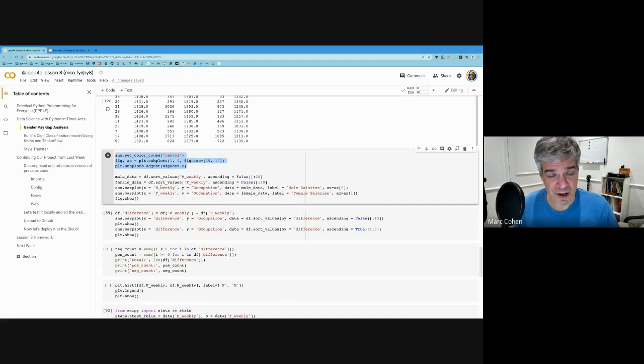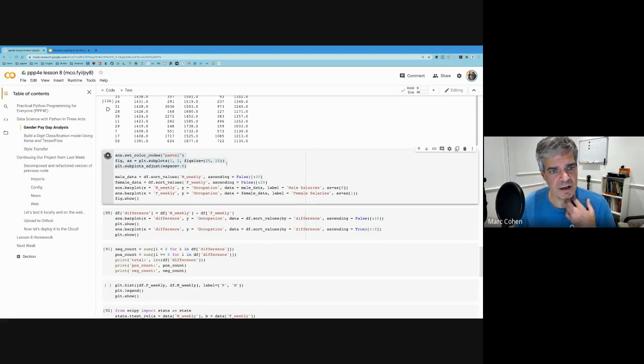Well, actually, it's the columns in the data frame for the X and Y axes. So there's a column M weekly and there's a column occupation, and we want the occupations on the Y-axis and the male weekly pay along the X-axis. The data is just the data frame to take that stuff from. The label is how to label it, obviously, and the axis is where we want the data to be plotted. And then we just say fig show.